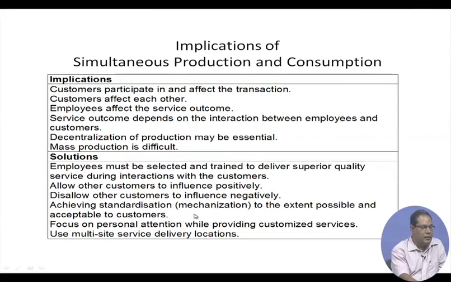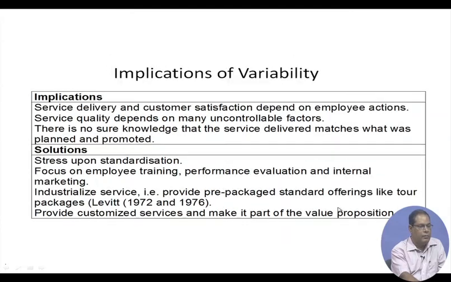Achieving standardization or mechanization to the extent possible and acceptable to customers. Because service outcomes depend on the interaction between employees and customers, some kind of standardization or mechanization can be done to the extent possible and acceptable to customers, just like the ATMs in the banks. Focus on personal attention while providing customized services, and use multi-site service delivery locations for mass production. Implications of variability.